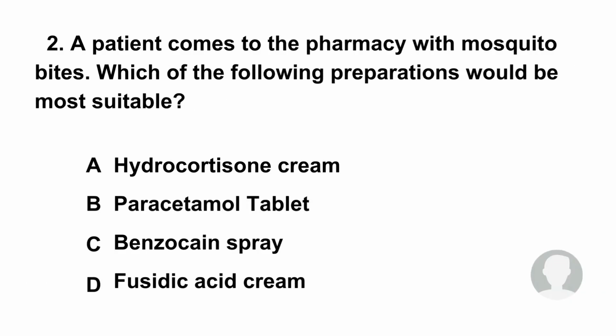The second question is a patient comes to the pharmacy with mosquito bites. Which of the following preparations would be more suitable? Options are hydrocortisone, paracetamol tablet, benzocaine spray, and fusidic acid cream. Here, the answer is hydrocortisone because it will help with the inflammation and itching associated with mosquito bites.